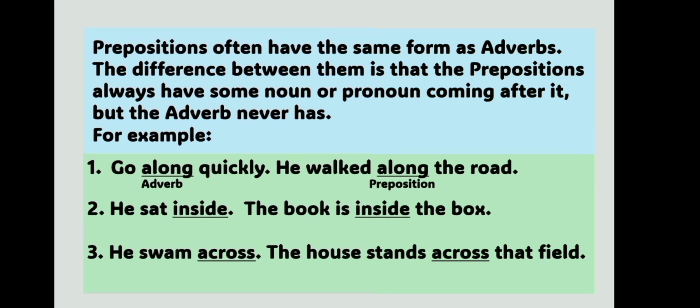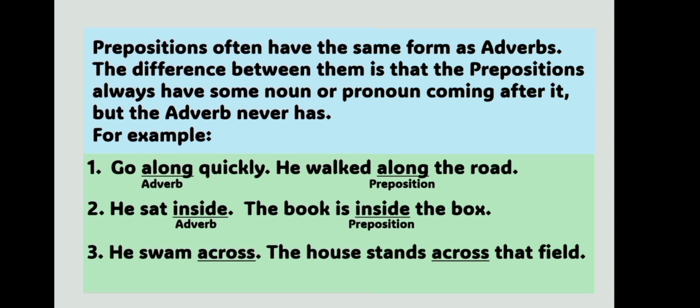Number 2. Here also we have two sentences. He sat inside, and the book is inside the box. The word inside in the first sentence is an adverb, as there is no noun or pronoun coming after it, whereas inside is a preposition in the second sentence, as there is a noun box coming after it.